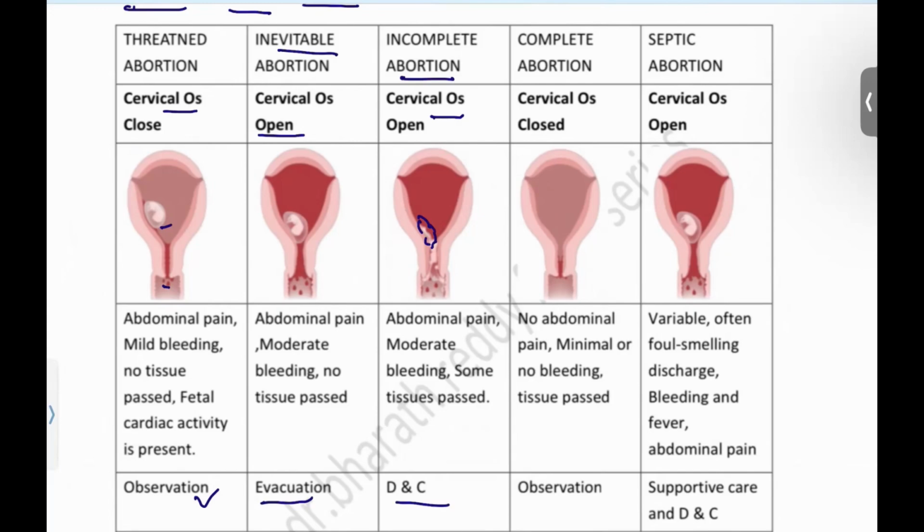Complete abortion: the os is closed already because no products are seen here. So patient observation should be maintained. And septic abortion: the cervical os is open, do D&C to prevent septic shock, and start the patient on fluids and antibiotics. This is the difference in septic abortion.